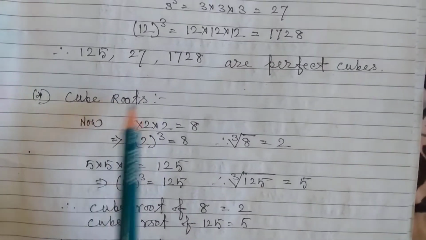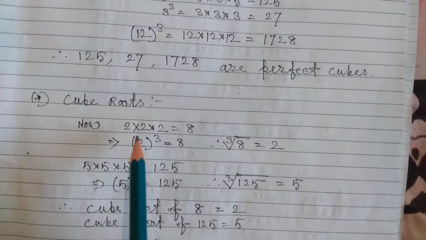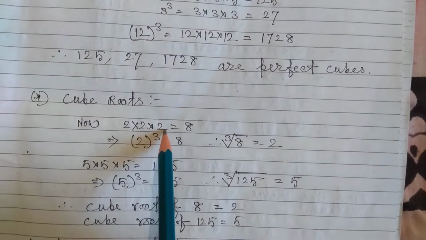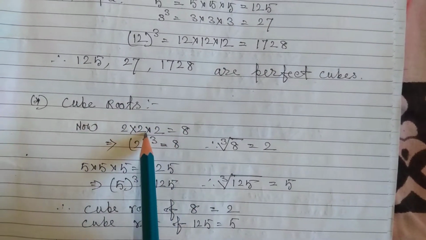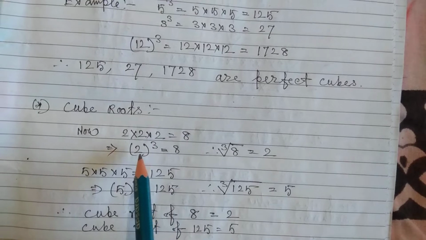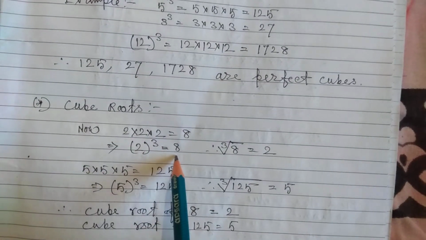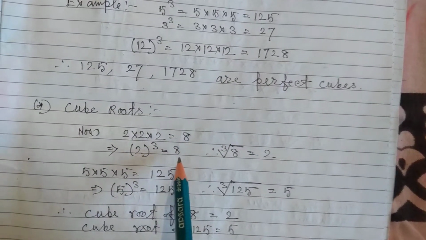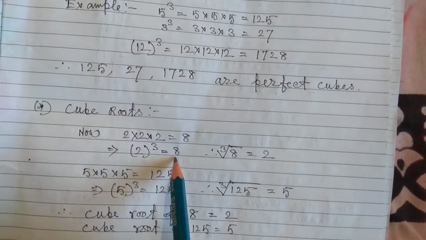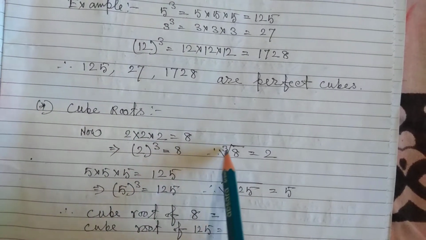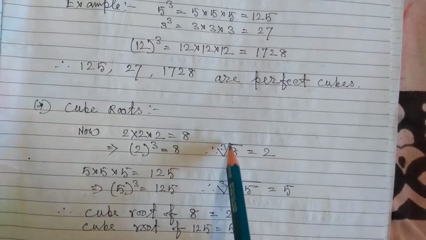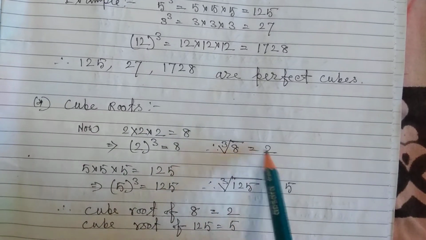Next, cube roots. Now 2 into 2 into 2 equal to 8. That means cube of 2 is equal to 8. So 2 to the power 3, 2 cube equal to 8. That is why cube root of 8, this is the cube root sign, cube root of 8 equal to 2.